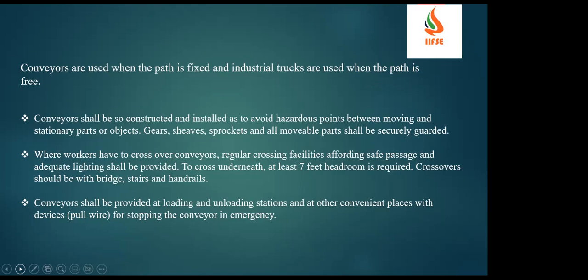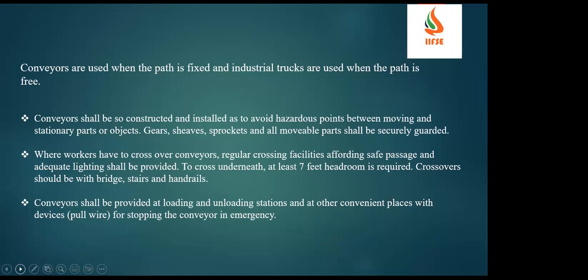And where workers have to cross over the conveyors, regular crossing facilities, affording safe passage and adequate lighting, shall be provided. Passage in the sense we need to provide a handrail, or we need to provide a staircase to cross over the conveyor. To cross underneath, at least 7 feet headroom is required. If they are crossing underneath the conveyor, a minimum of 7 feet headroom is required. If it is a crossover, it should be with a bridge, stairs, and a handrail. They need to provide a bridge, or a walkway with stairs and handrails.